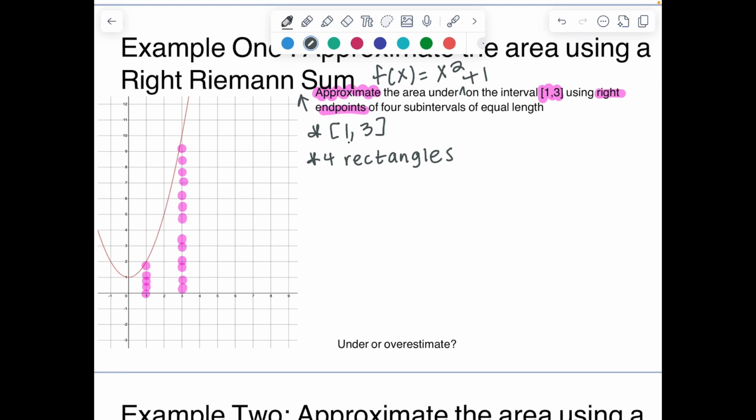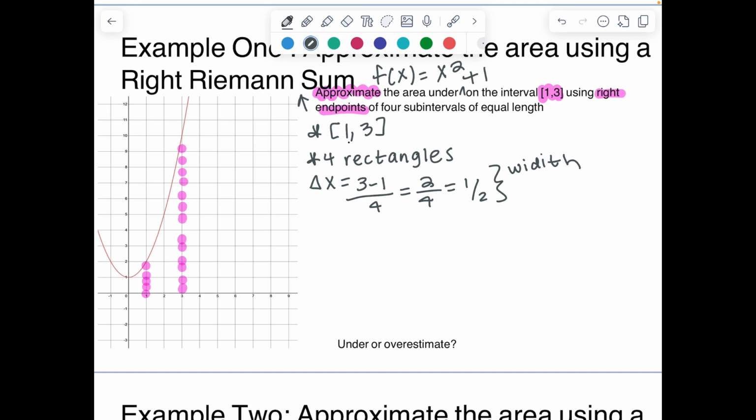We have from 1 to 3 to make these rectangles, and we need 4 of them. So I'm going to figure out what the width of each rectangle should be. The notation I use for the change is delta x. I'm going 3 minus 1, and I want 4 rectangles, so 2 over 4 equals 1/2. So the width of each rectangle is going to be 1/2. That's just us setting up our work.